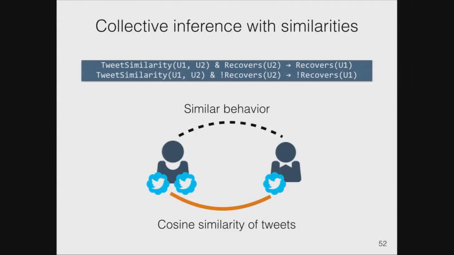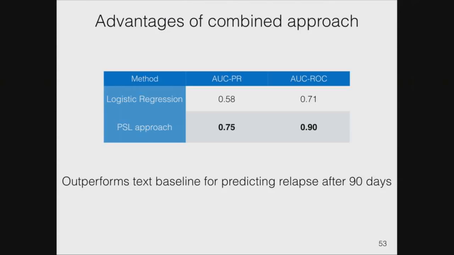So, finally, we also want to go back to that collective idea of how we enforce consistency across predictions. Here, we want to encode some notion of homophily that says that similar people have similar behavior. To get similarity, we look at cosine similarity between tweets of users. That gives us a score that says similar users will either both recover or both not recover. And like I said, there are a lot of other rules that I didn't show here, but this full combined approach was able to outperform a text-only baseline for predicting relapse after 90 days.